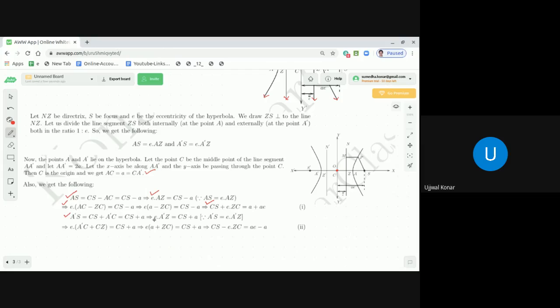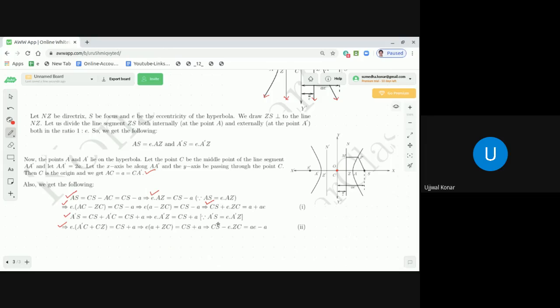As I read this statement, you can also look into the adjoining diagram and make a very clear understanding. So then what we get is that e into (a' c + cz) is equal to cs + a. That implies e into (a + zc) is equal to cs + a. And eventually we get cs minus e into zc is equal to ae minus a.